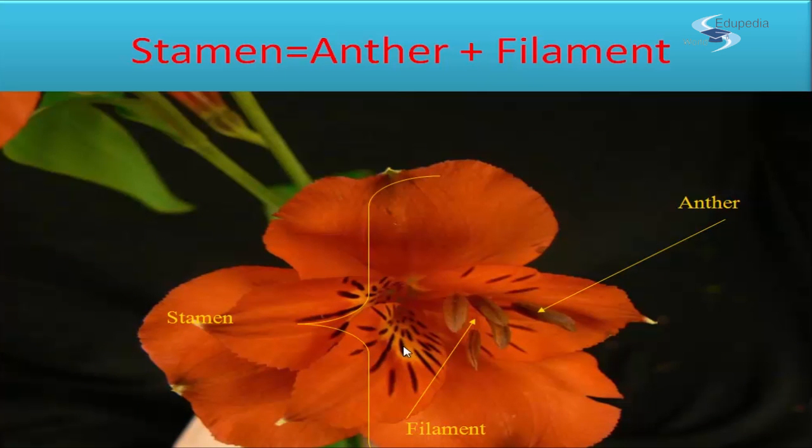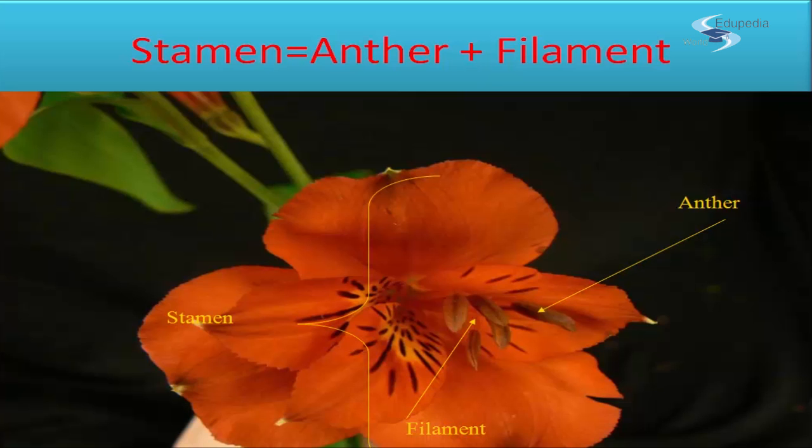Please see that this is a bilobed anther and this is the filament, and together they form a stamen. The main function of the stamen is to produce the pollen grains, which house male gametes or sex cells necessary for reproduction. The anther is located within the stamen, where these gametes are created.